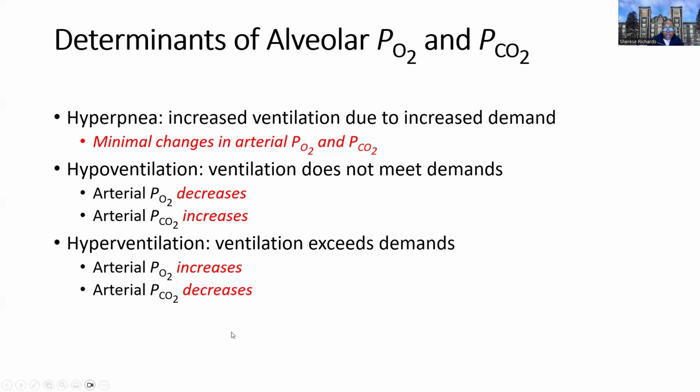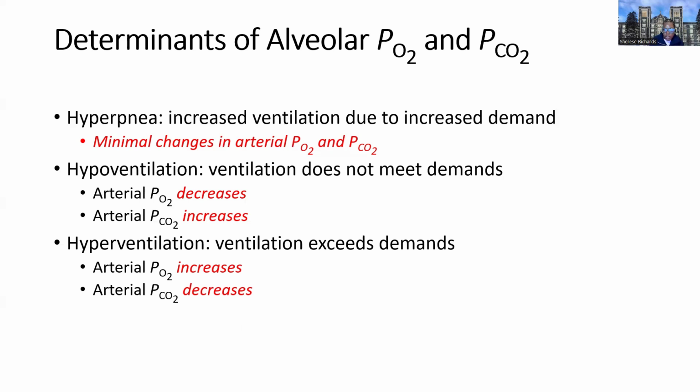The other two terms, hypoventilation and hyperventilation, there is a change in your arterial partial pressure of your gases, oxygen and CO2. And this is because your rate of ventilation is not matching the rate of demand. With hyperpnea, that is matching. Okay, it's matching, but it's just slightly increased.